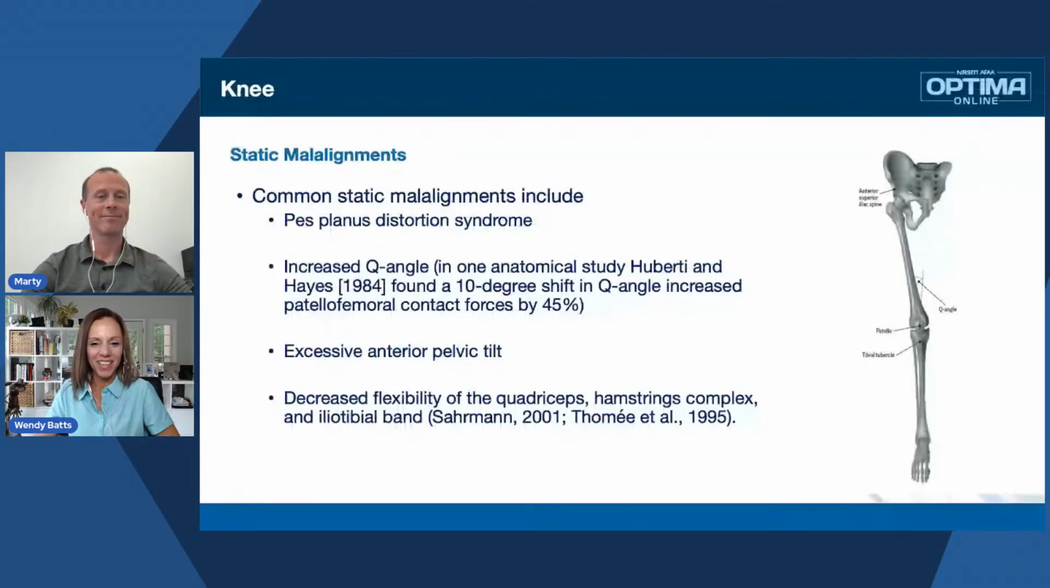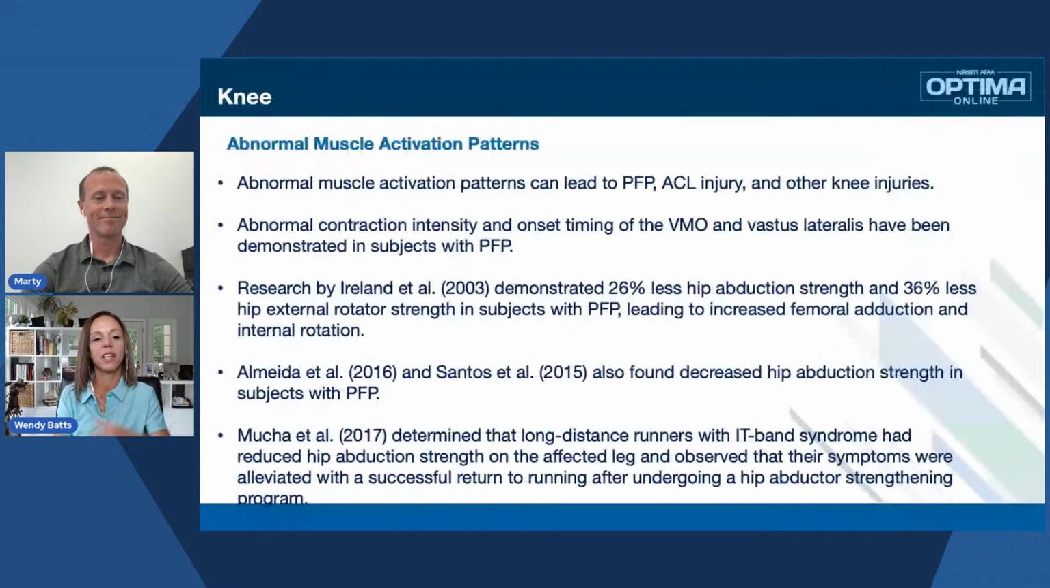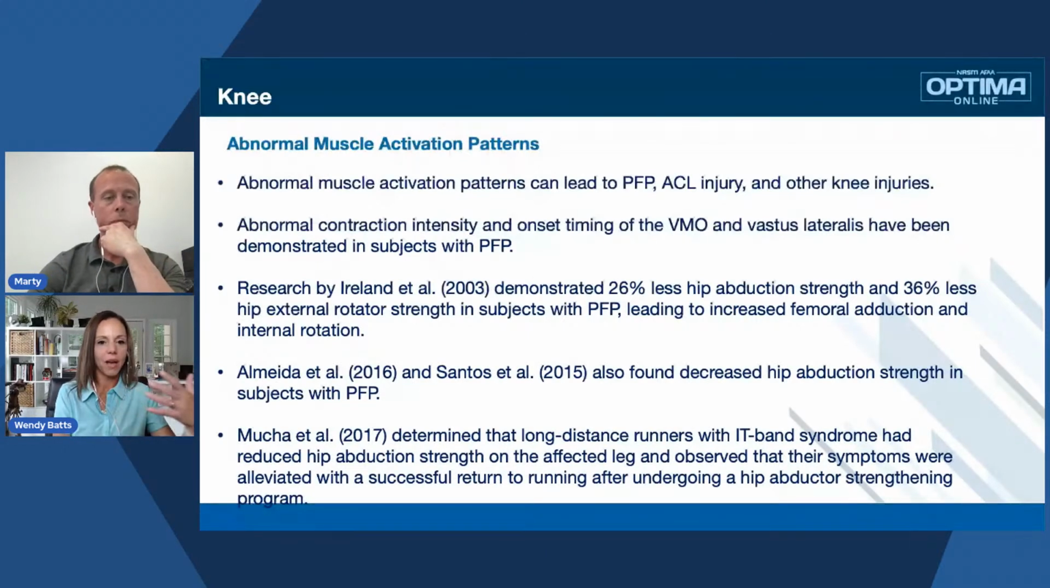Yes. Well, if we move on to the next slide and we start really thinking a little bit about some of these. Now, all of this, as Marty mentioned, most of it is in our corrective exercise text. And so when you have abnormal muscle activation, so think about the muscles that we just covered, when those are not firing correctly, it can lead to patellofemoral pain, which is the PFP that you're seeing right there, ACL injuries, and other knee injuries.